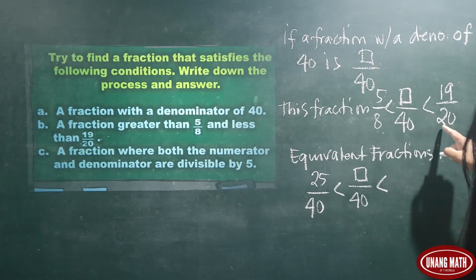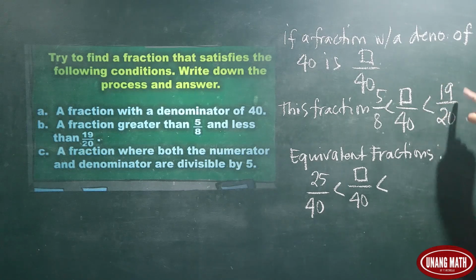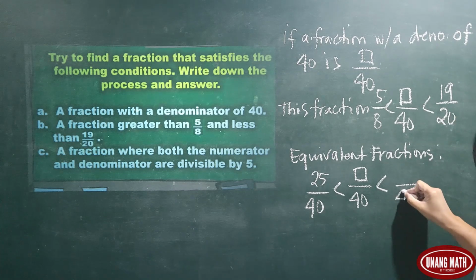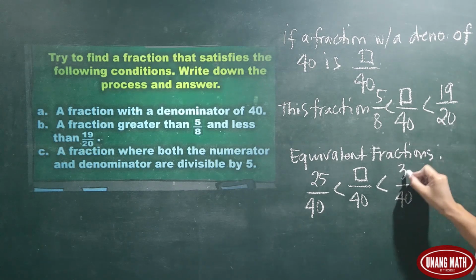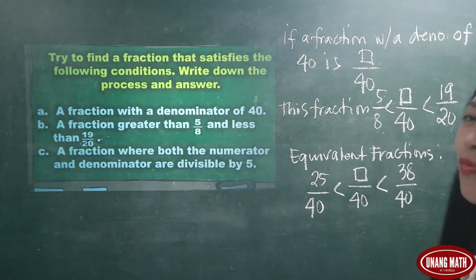Okay, kunin din natin ang equivalent fraction na ito na may denominator na 40. So, 20 times 2, this is 40, and then 19 times 2, 38. So, we have 38 over 40.